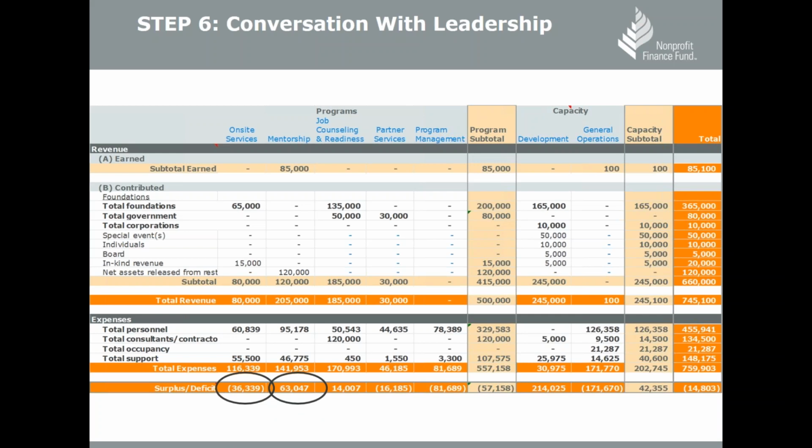Mentorship looks as if it will produce a profit of about $63,000. This is driven by the fees that they receive from the school system in addition to foundation funding. Job counseling and readiness also produce a small surplus, and partner services produces a small deficit of $16,000.